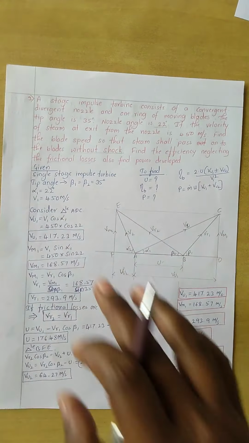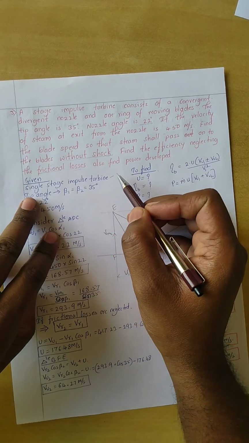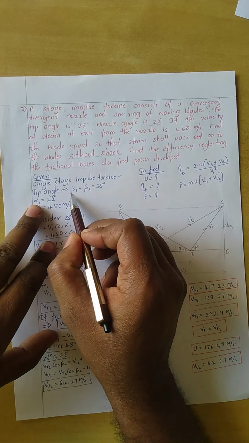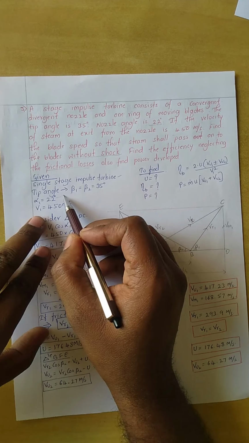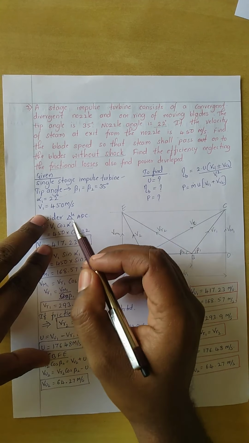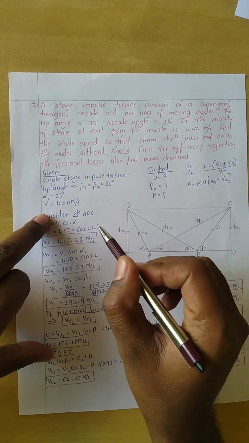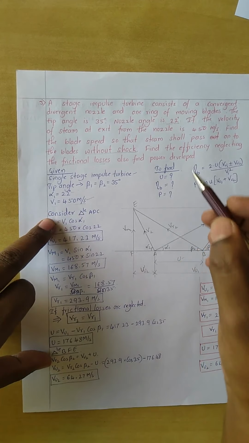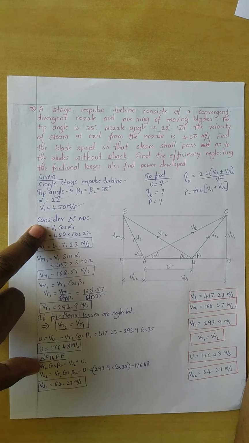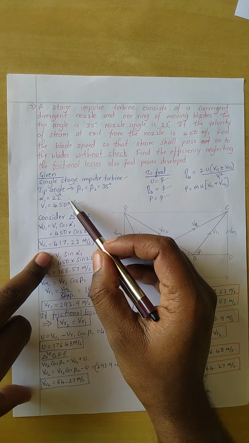So what is the first step? Write what is given. It is a problem on a single stage impulse turbine. Tip angle means beta 1, beta 2 is equal to 35 degrees, and nozzle angle is 22 degrees. Steam that comes out of the nozzle is always V1. V1 is 450 meters per second, and we need to find u, blade efficiency, as well as power developed.